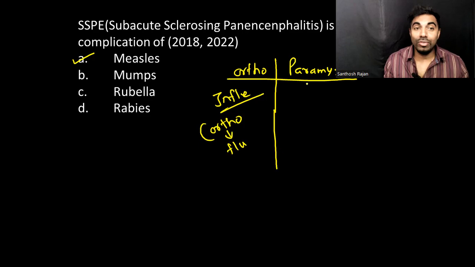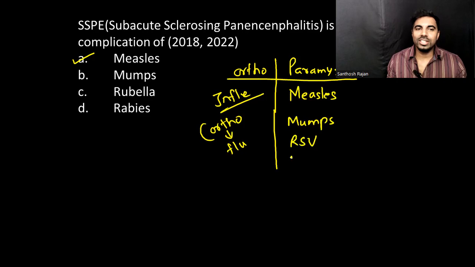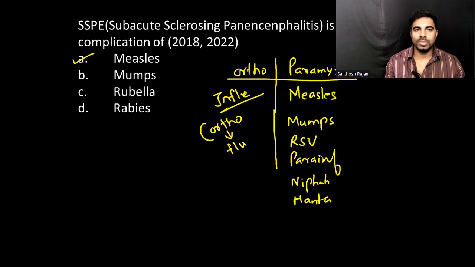Kya kya hai? Measles, mumps, which we just finished, respiratory syncytial virus, parainfluenza virus, even your Nipah and Hanta will come here. Nipah, Hanta, they don't ask much, not that important. But measles, mumps are very important and RSV, parainfluenza, sometimes they can ask. Yahan par rubella nahi hai. Rubella will not come here. Rubella is a separate group. Rubella comes in which group? Toga virus, remember? Rubella will come in the togavirus group.